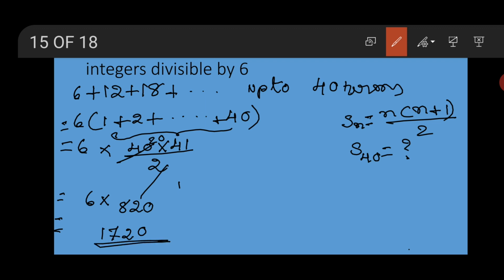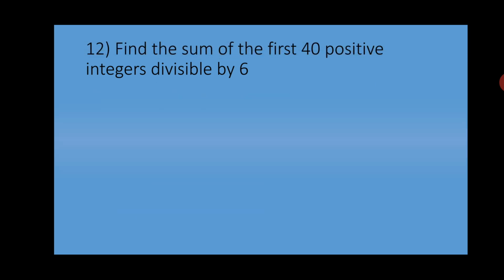4920. Right? We can use the formula Sn also. Sn is equal to n by 2 into 2a plus n minus 1 into d. Here a is equal to 6 and d is equal to 12 minus 6, the common difference, so d is equal to 6. Use that formula also, but you get the same answer, 4920. Right?